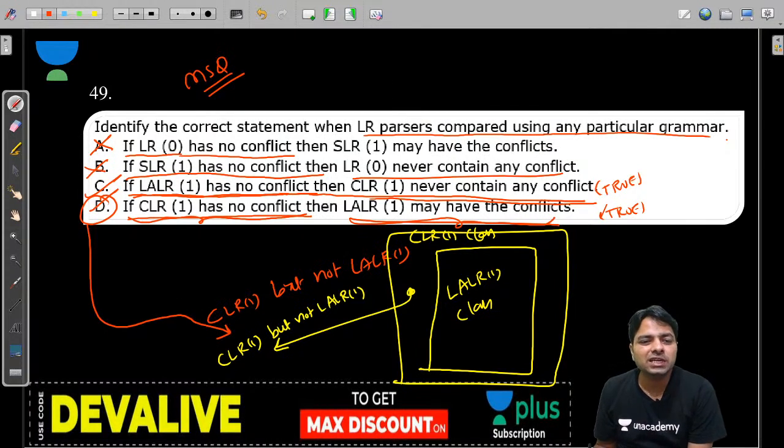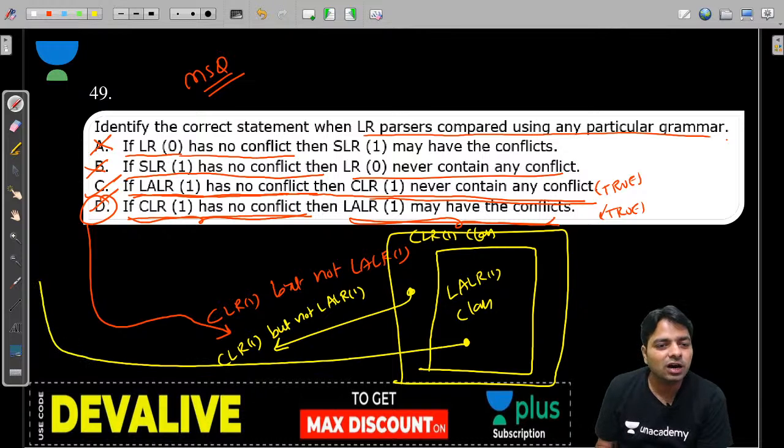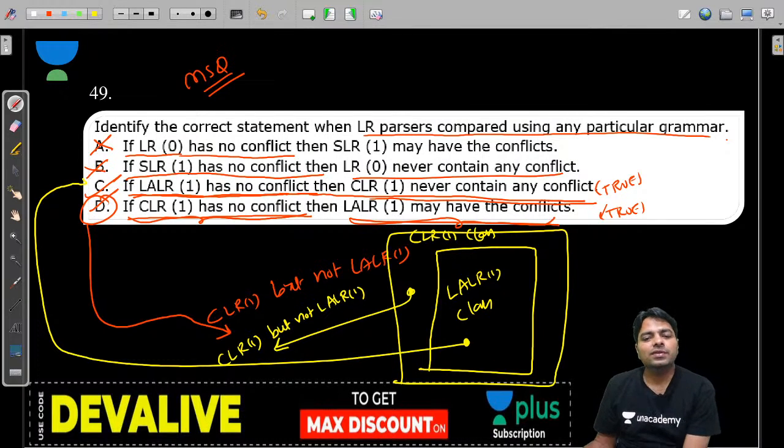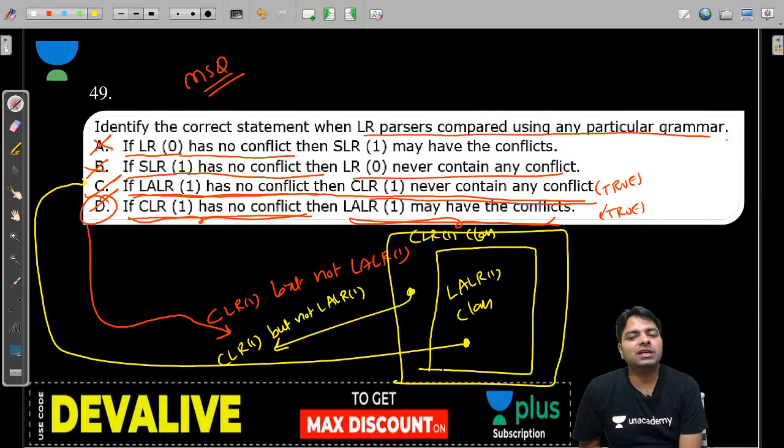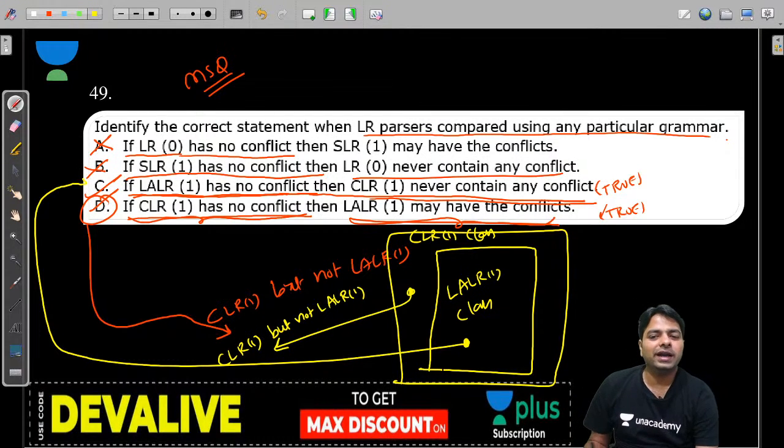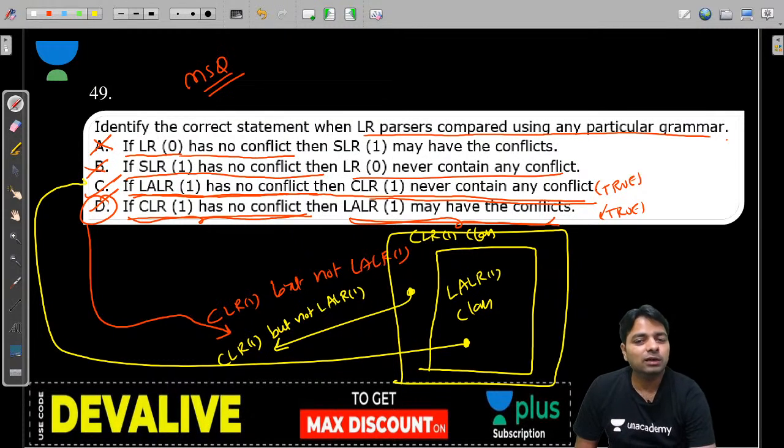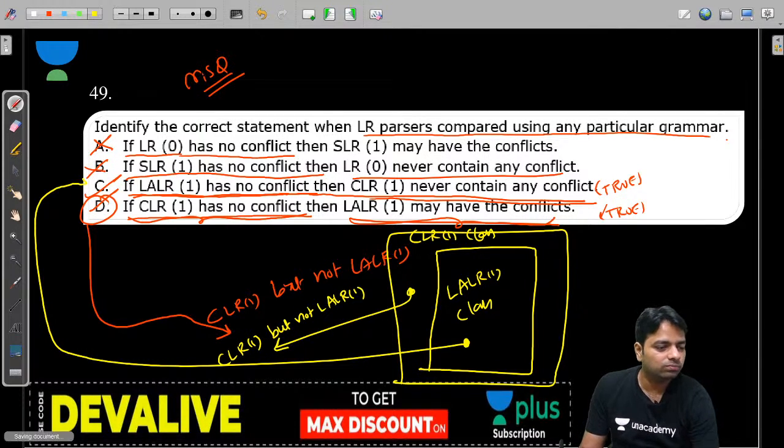Option D. Option C, if LALR1 has no conflict, means the grammar is LALR1. This one is for option C. Yes, exists. Right? This is LALR1, so definitely CLR1 never contains any conflict. Yes. In D, if CLR1 has no conflict, that means LALR1 may have a conflict. Yes, that is the reduce-reduce conflict possibility for D. So C and D both are true. Everybody? Yeah, Nishu, you did the wrong answering. Come on, come on.